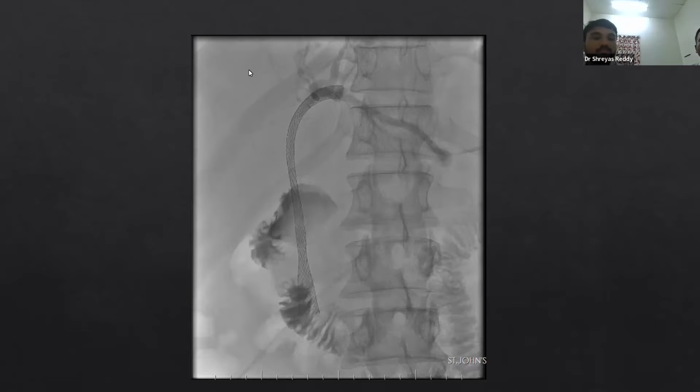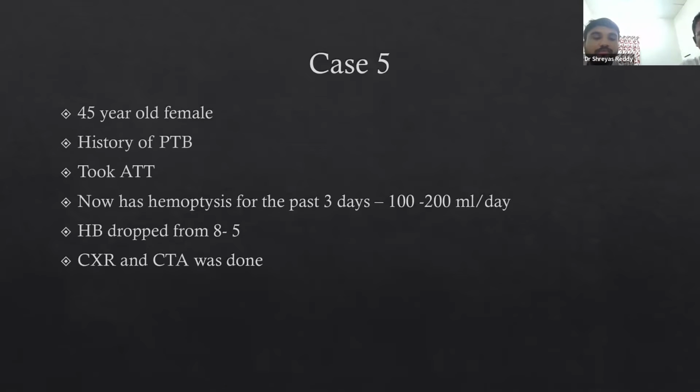Okay, fine. Can you go on to the next case first? So next case is that of a 45-year-old female with history of PTB. She has taken ATT and now she has come with hemoptysis for 3 days of 100 to 200 ml. There is a sudden drop in Hb from 8 to 5. Consequently, a chest X-ray and a CT angiogram was done.